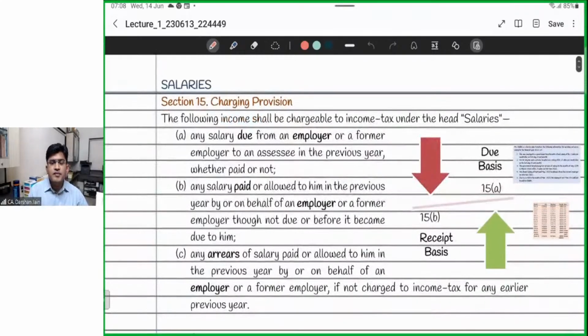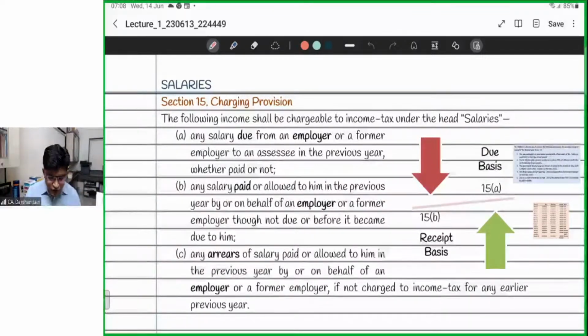Now, who could be taxed under this particular head? An assessee who's in receipt of salary, very, very simple. Every assessee who's getting salary. Now, when can a person be said to have received salary? Only if an assessee is an employee of an employer would he receive salaries, and would he be taxable under this particular head?